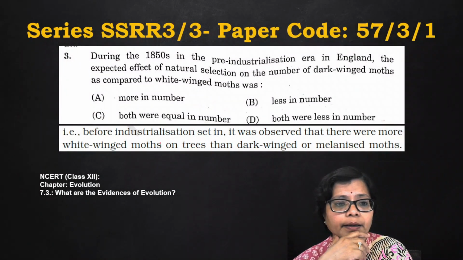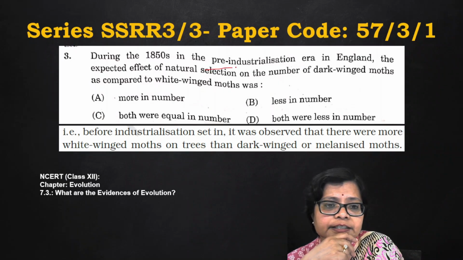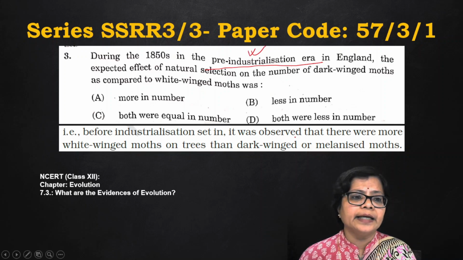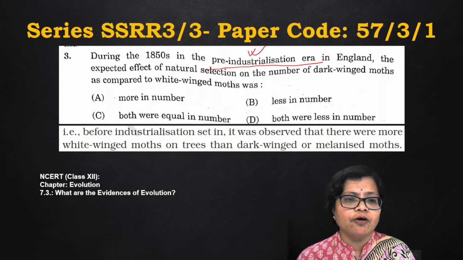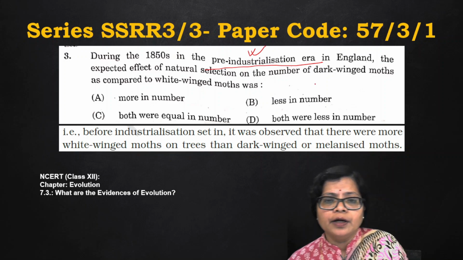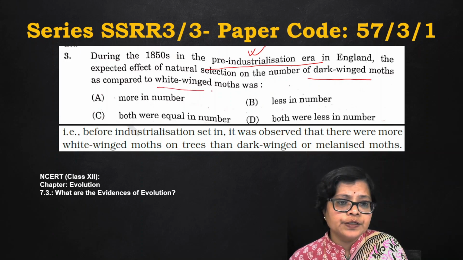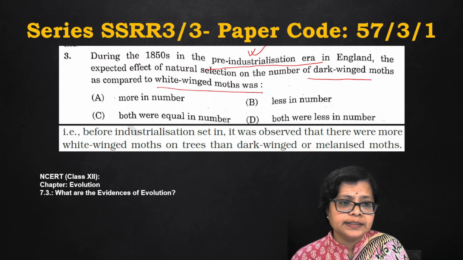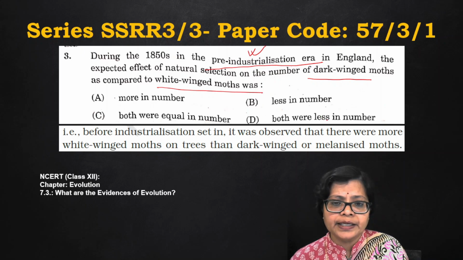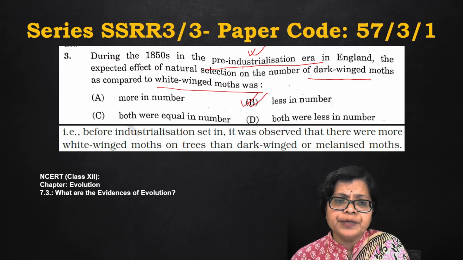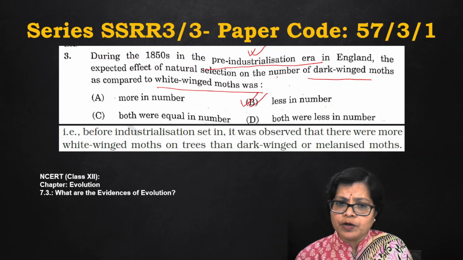During the 1850s, in the pre-industrialization era, important point, in England, the expected effect of natural selection on the number of dark wing moths as compared to the white wing moths was: more in number, less in number, both equal in number, or both less in number. The dark wing moth will be less in number because it was pre-industrialization, less pollution.